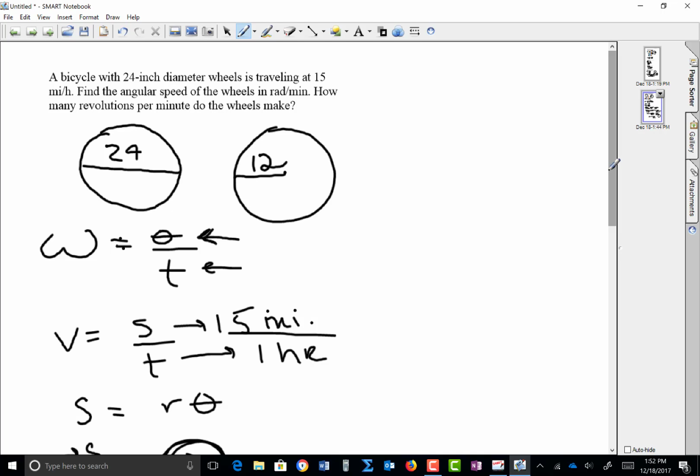So the trick to these problems is to make sure that whatever they've given you, you look through and say, okay, what did they give me? Which formula does that fit? How can I manipulate these formulas to get what they're asking?